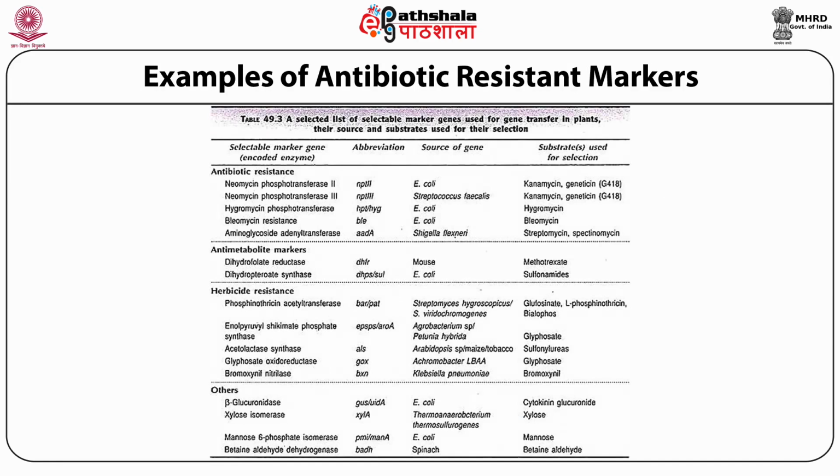This table, which is depicted here, gives a selected list of selectable marker genes used for gene transfer to plants. Upon expression of these genes, resistance is created against different types of compounds. All of these genes are for positive dominant selection.